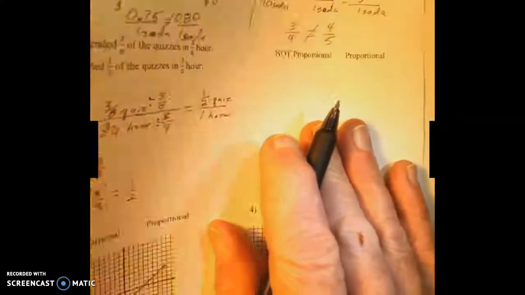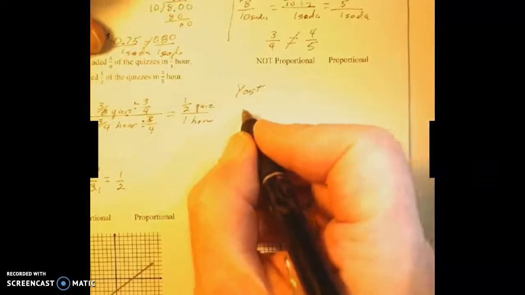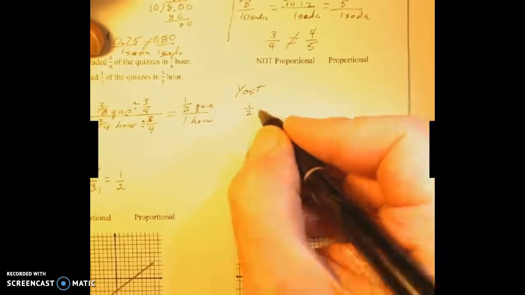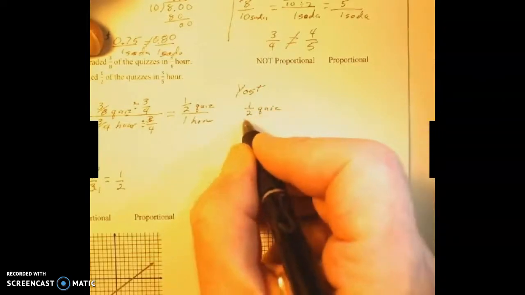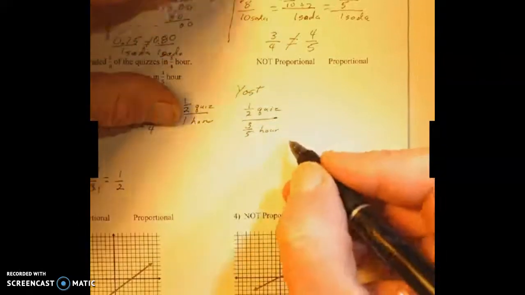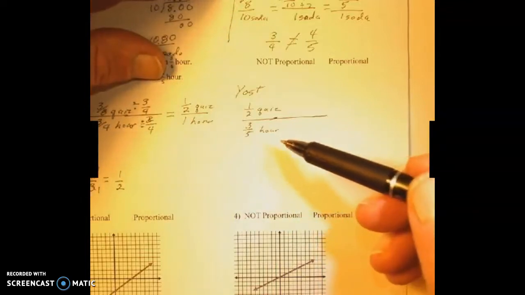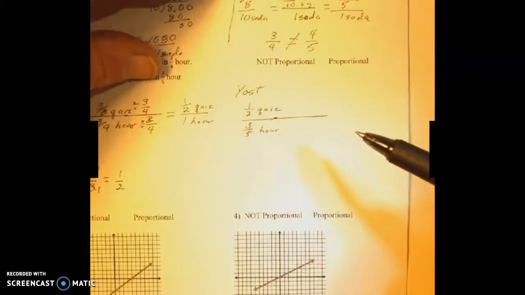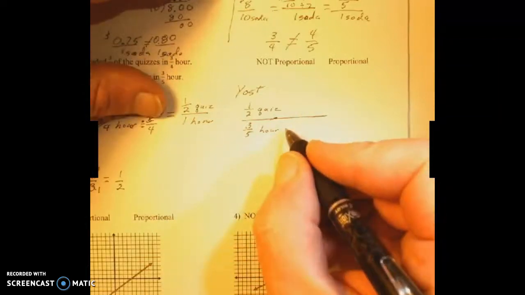And now we need to figure out Mr. Yost's rate. And his rate, again, quizzes over time. He does 1/2 of the quizzes in 3/5 of an hour. And again, you want this to become a unit rate. I'm going to hope that some of you would have noticed right there that you can already tell they're not going to be equal because Mr. Jordan had the same amount of quizzes. But let's go ahead and do the work.